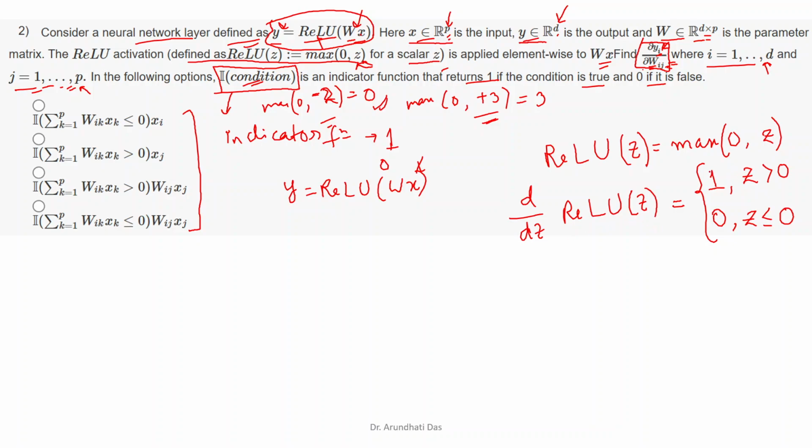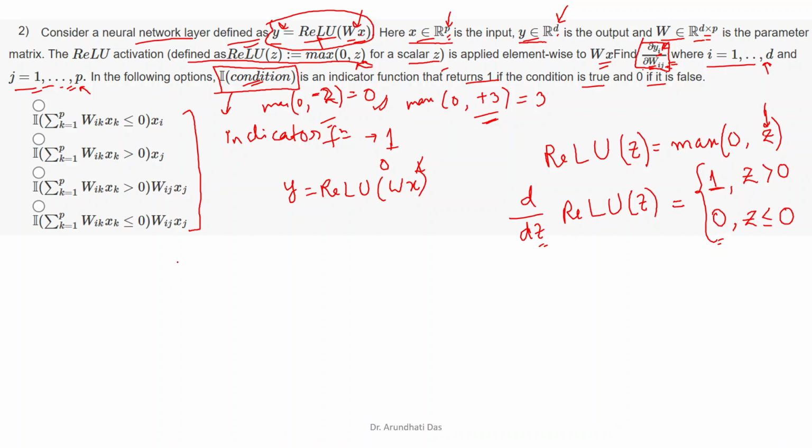Why is it like that? In a ReLU function, if the z value is positive, it simply retains that value, and if I take the derivative of that value with respect to z, it gives me 1, correct? And otherwise, if the value is 0 or negative, then the derivative will also be 0, correct?